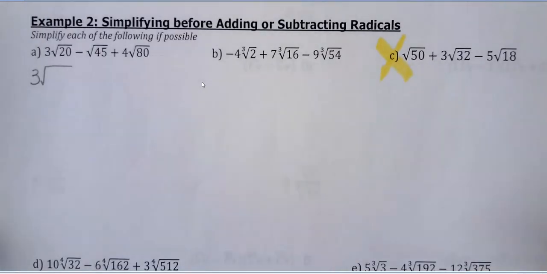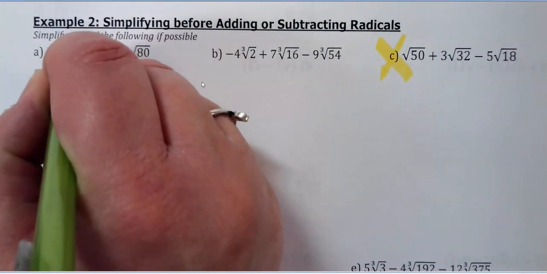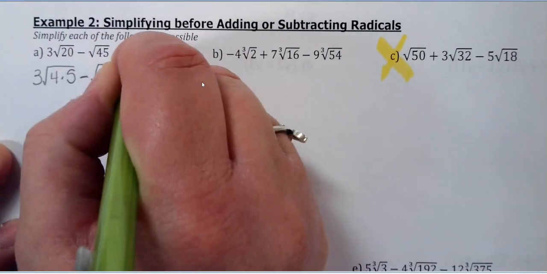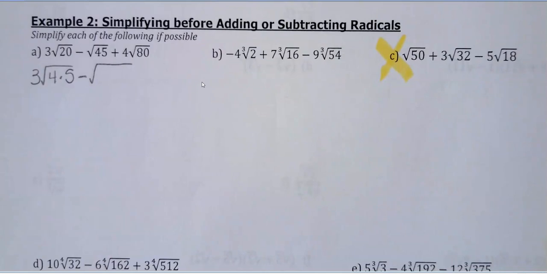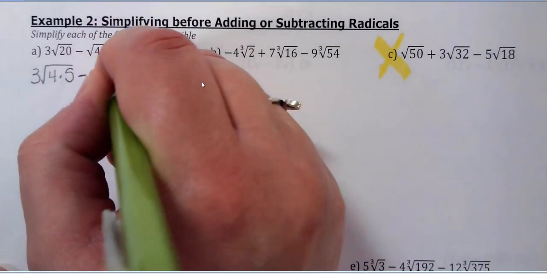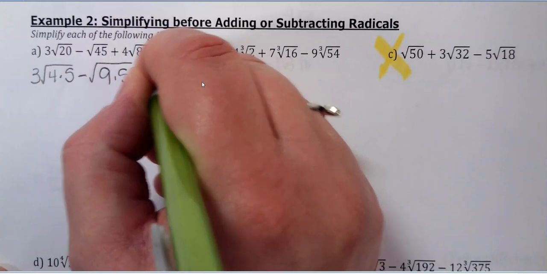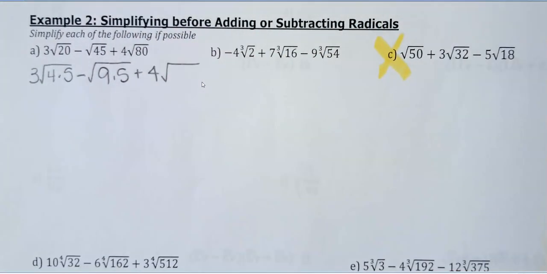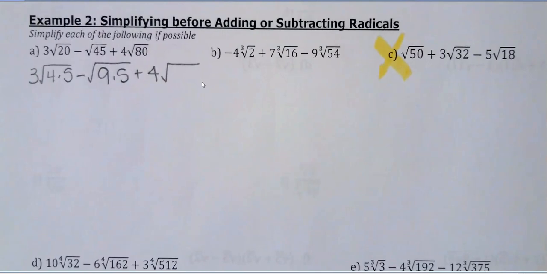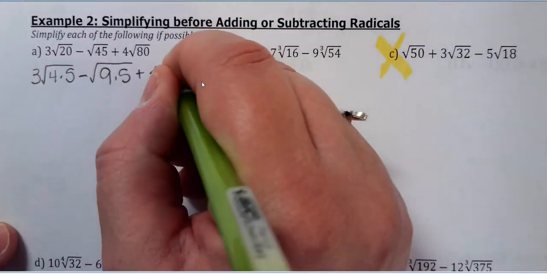4. All right, so I'm just going to rewrite this real quick. 4 times 5. What about the biggest perfect square that would divide into 45? 9. So this is 9 times 5. And then the last one, a little tricky. Biggest perfect square that divides into 80. It's not 4. 16. I heard somebody say it. This is 16 times 5.